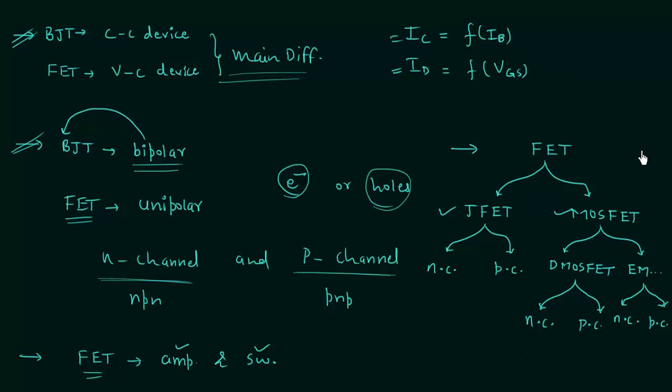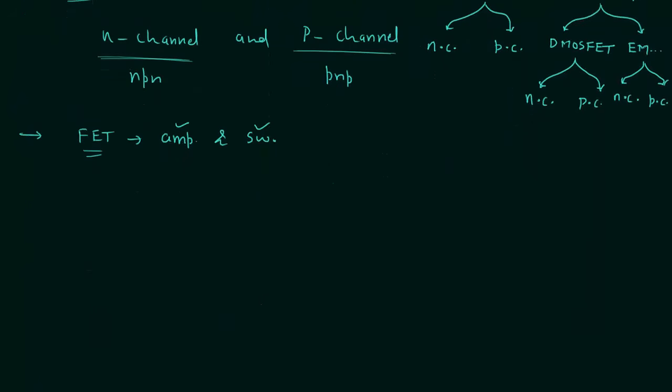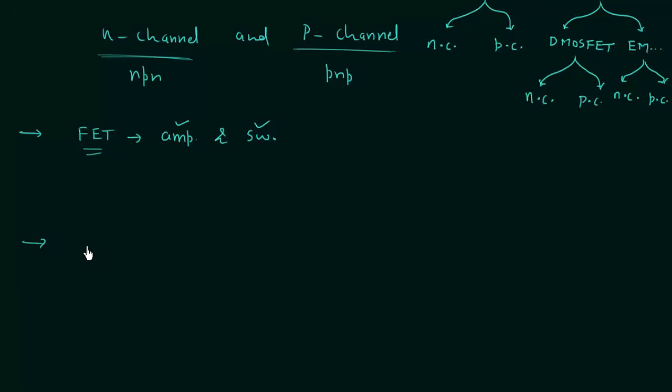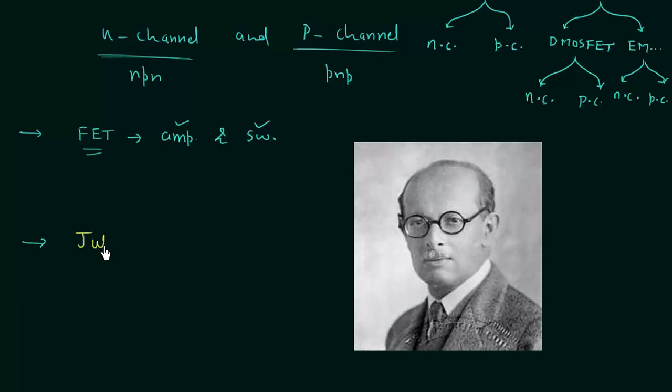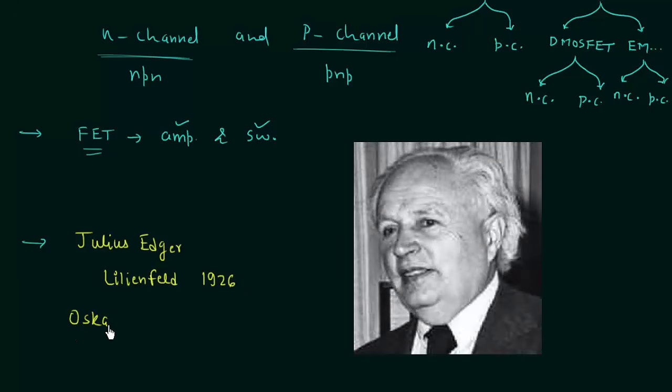Now let's talk about the history of field effect transistors. This is the sixth point, the history of field effect transistors. The field effect transistor was first patented by Julius Edgar Lilienfeld in 1926 and by Oscar Hale in 1934. And these patents were not for the actual FET but for the concepts and FET-like devices.